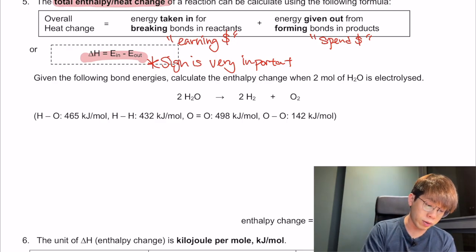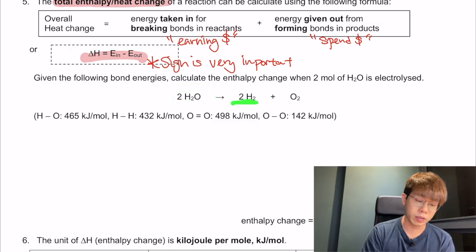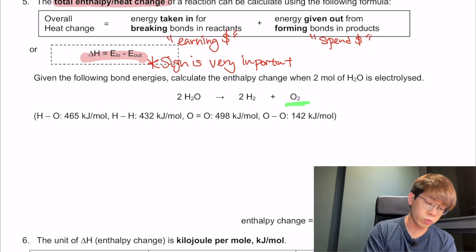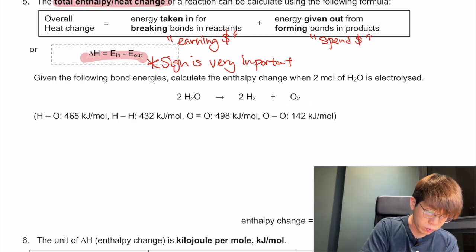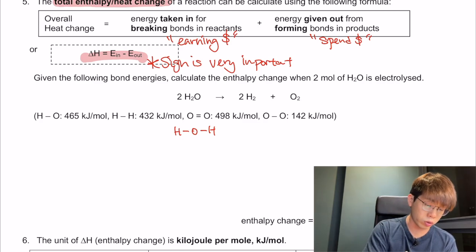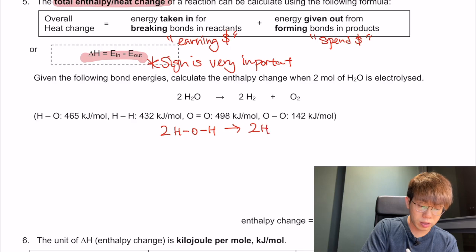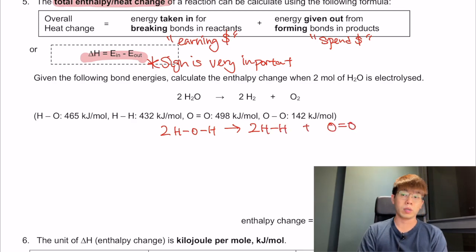Now we are calculating the total enthalpy change when 2 moles of water is electrolyzed. So this is water, electrolyzed, it forms H2 and O2. So I'm just going to draw it out. H2O looks something like that. I hope you know how to draw your dot and cross. And then H is a single bond, so it will look like that. And the O2 is a double bond, so it will look something like that. So this is back to chemical bonding.